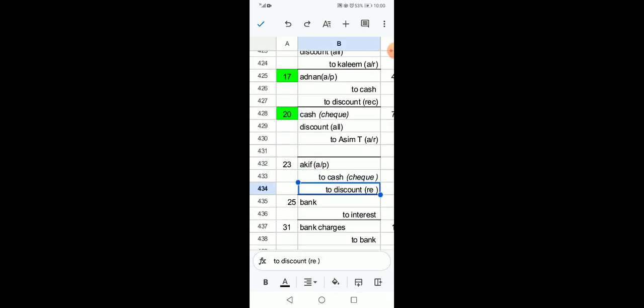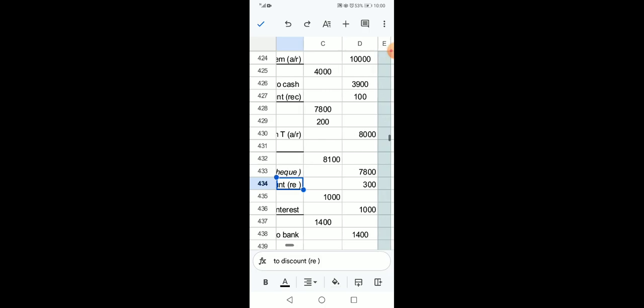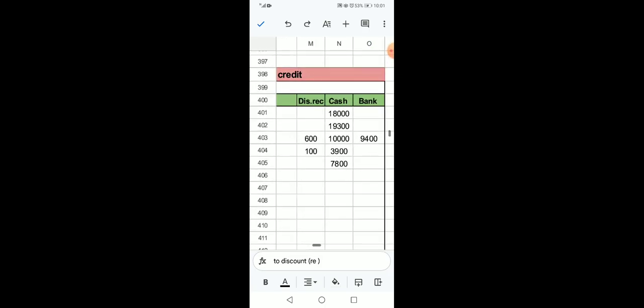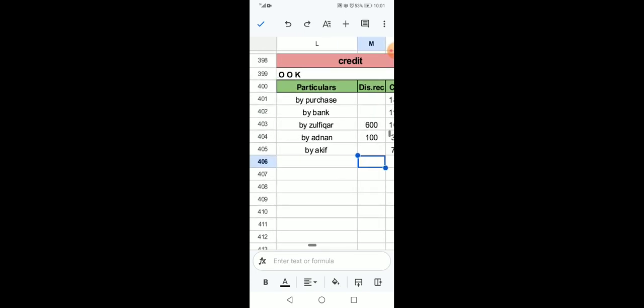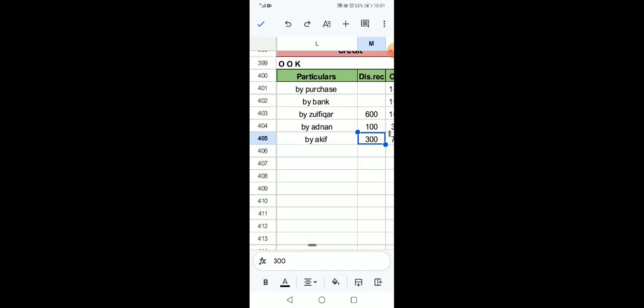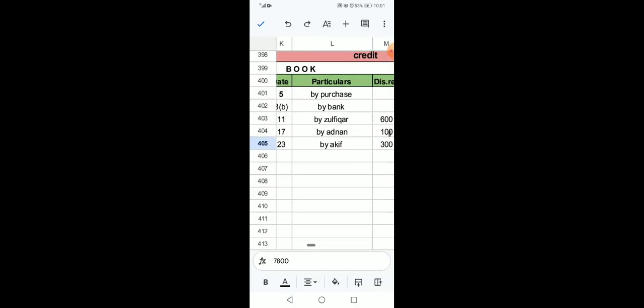Now second step is to post discount, which is on credit side. Go to the credit side of the discount and write down 300. One step you can write over here. Second option is to write in the same line. As you know, the reference of 300 and 7800 is same, which is Akif.